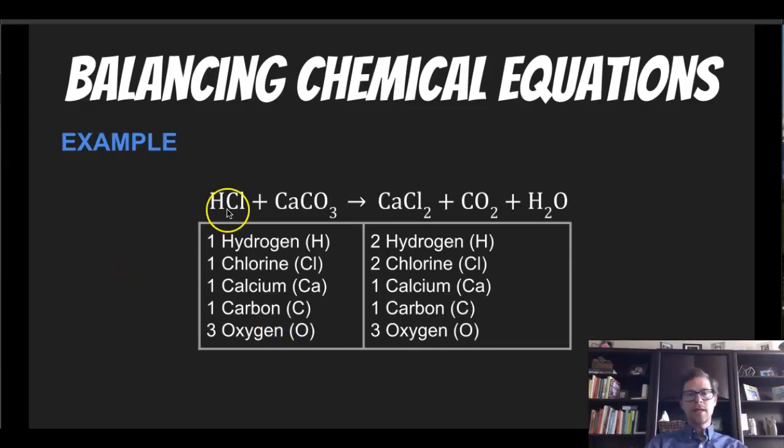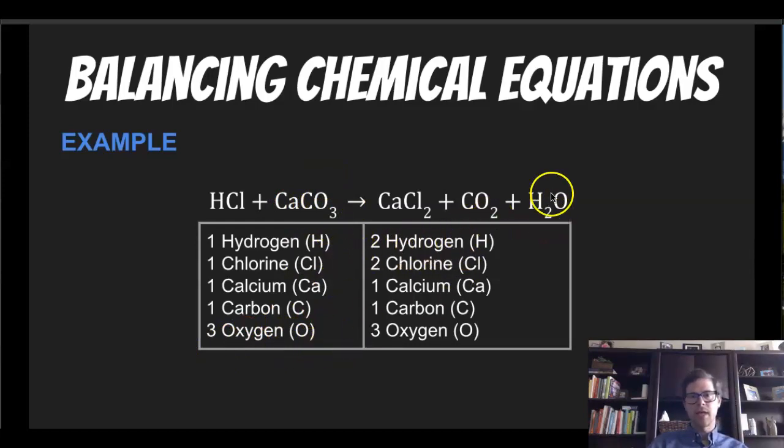So let's look at an example. This is a long-sounding equation with 5 different elements. So it seems like it might be a lot, but actually this one is fairly straightforward. So on the left, we have 1 hydrogen, 1 chlorine, this is a Cl, 1 calcium coming from here, 1 carbon coming from here, and then 3 oxygens coming from here. Okay, so what do we have on the other side?